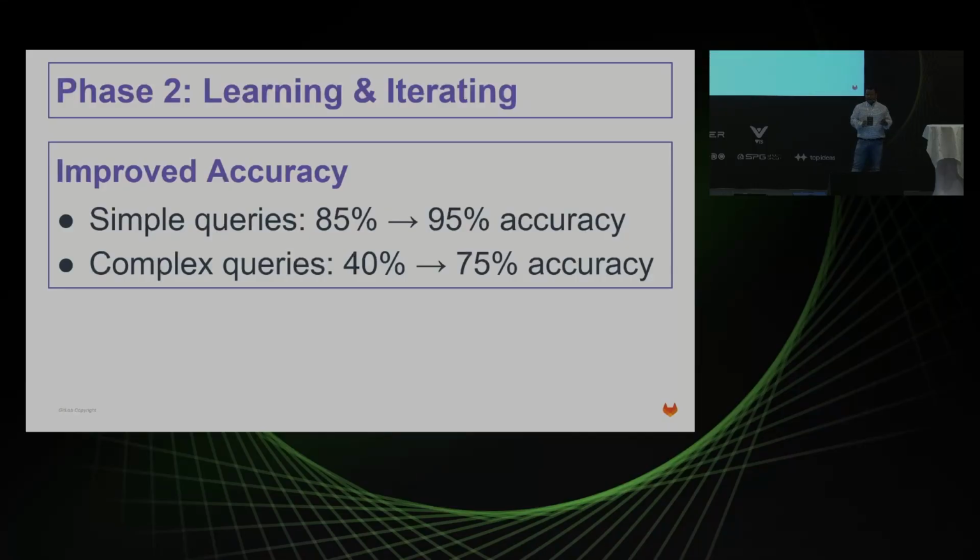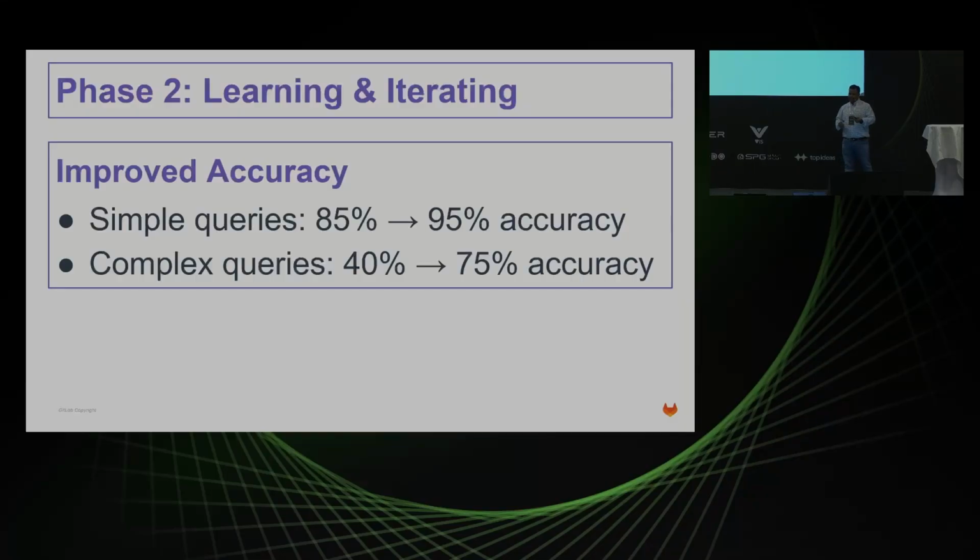With this, we had good results. For the simple queries, our performance jumped from 85 to 95%, in that range. And for complex ones, it was like 40%, and it again went to 75%. Still not 100% accurate, but it was much more reliable for simple queries. Results were coming pretty good, and that's the phase we are in. We are not saying this is 100% accurate. We are still evaluating and still iterating on that.